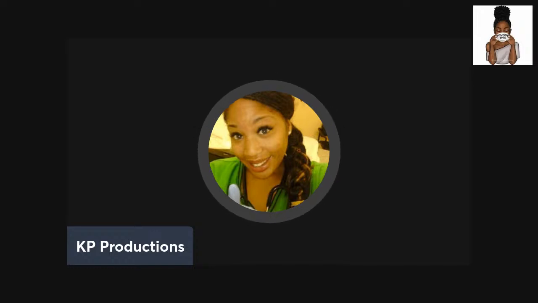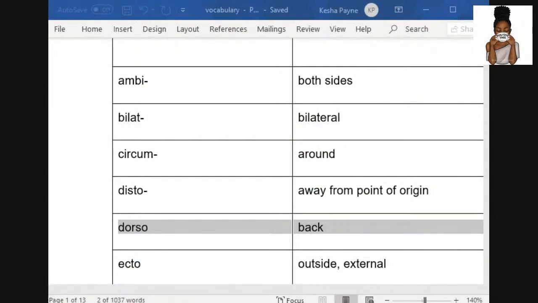I don't know how it's going to look, but if you are studying medical terminology, I hope that this helps you out. I'm going to start with directional terms.